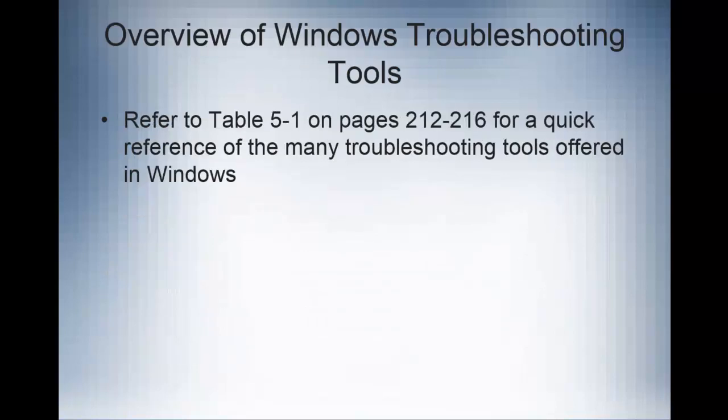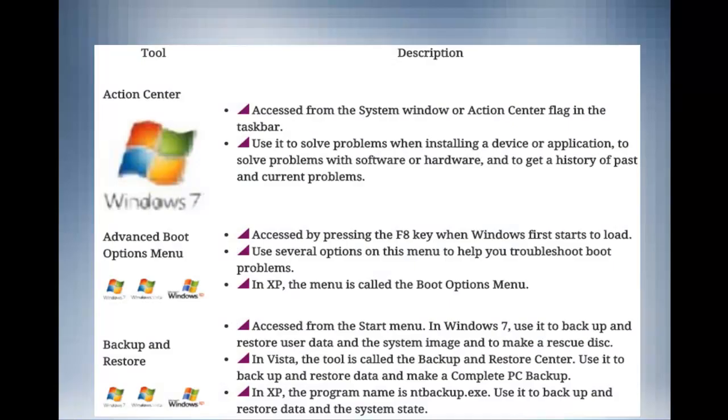We'll show you some of those tools. You can refer in your text to Table 5.1 on pages 212 through 216 for a quick reference for many of the troubleshooting tools that are offered in your Windows operating systems. You can also look in Chapter 12 at Table 12.1 for a very lengthy tool description, and it'll also tell you which platforms those tools are available on. I'll show you some of those now.